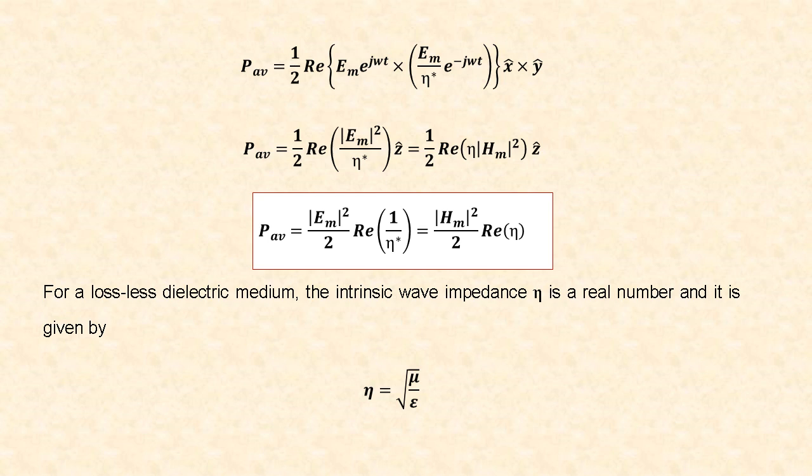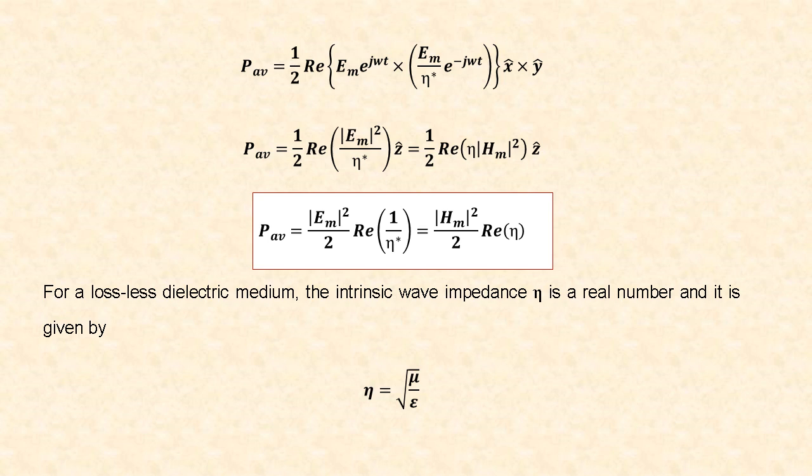This equation can be written in terms of magnetic field intensity as half into real part of eta into Hm square into z cap. Z cap is the unit vector. P average is equal to Em square divided by 2 into real part of 1 by eta conjugate, which is equal to Hm square by 2 into real part of eta.